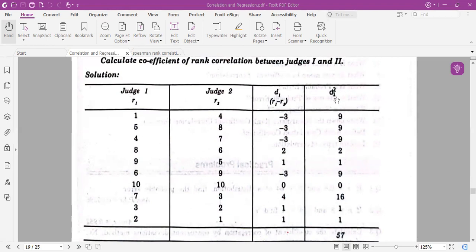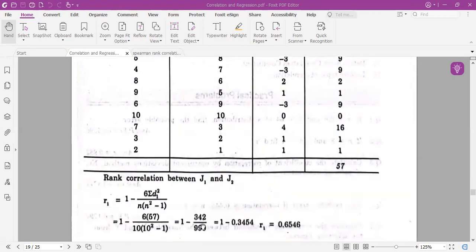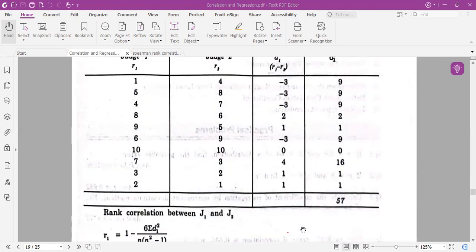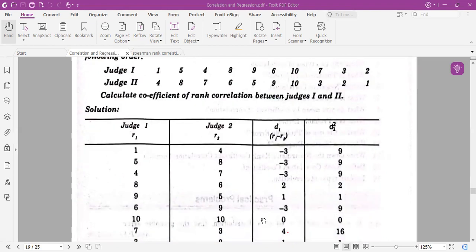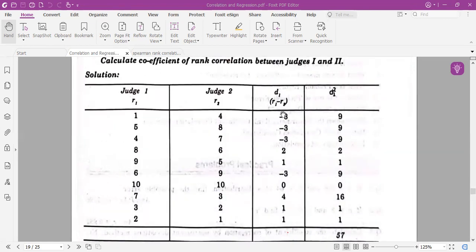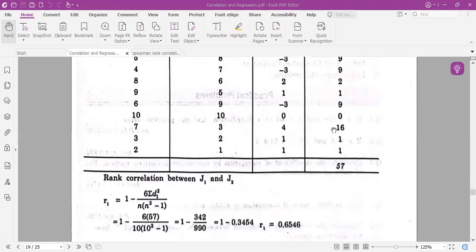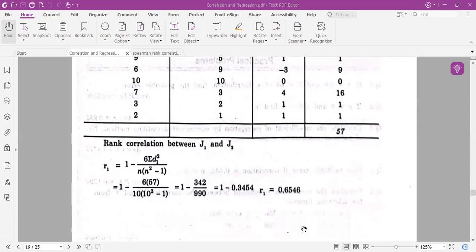Then D square you can calculate. So that comes to 57. So put this into this formula, you'll be getting 0.6546. What we are doing is directly taking the ranks here, because the problem given here is ranks only. The values are not given. In the previous problem, the numbers were given which were converted into ranks, but here directly ranks are given. So directly take this as rank R1 and R2. Then calculate D is equal to R1 minus R2, then D square, then put that D square value. So 1 minus 6 sigma D square divided by n into n square minus 1, that comes to 0.6546. So this is how we calculate.